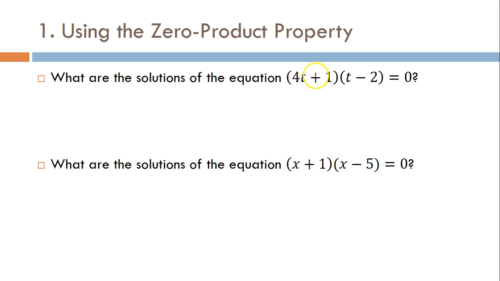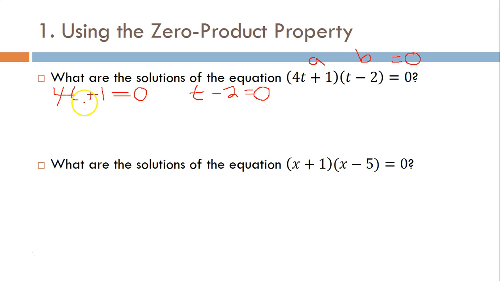Well, earlier I said if a times b equals 0, then one or both of these equals 0. So to get the solutions of this, we set both parts of the parentheses equal to 0 and then solve. The first one says 4t plus 1. That t just got connected with the 4. I hope that you know what it is. So 4t plus 1 equals 0, and we solve this equation for 0. We'll do the same with t minus 2. We set that equal to 0. And so then we solve.